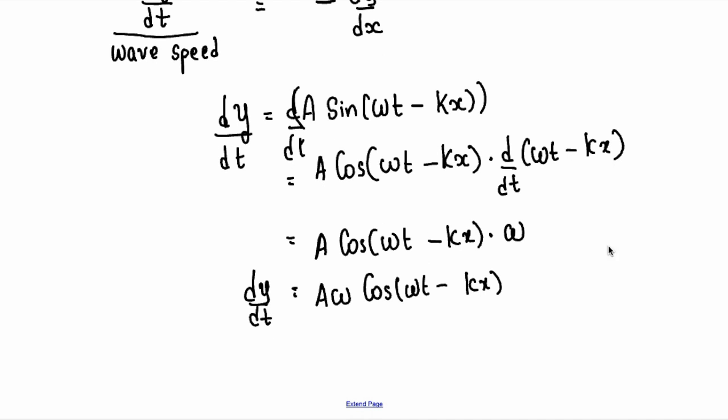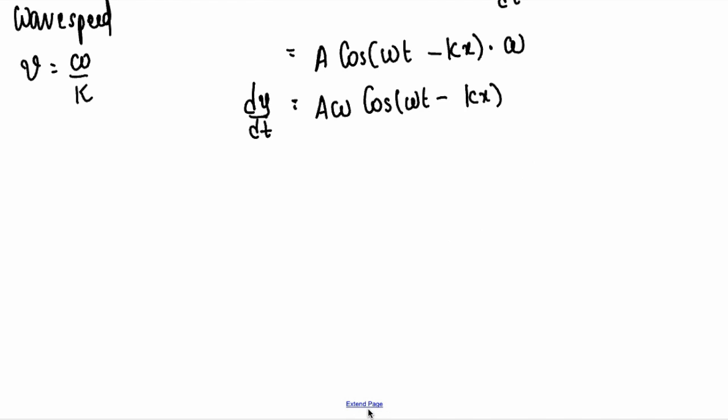Now we know what the wave speed is. Wave speed is always equal to omega by k. We have derived it; let us derive it once again. We know that the phase of any wave always remains constant. That means omega t minus kx always remains constant.